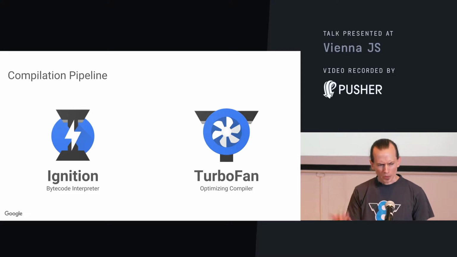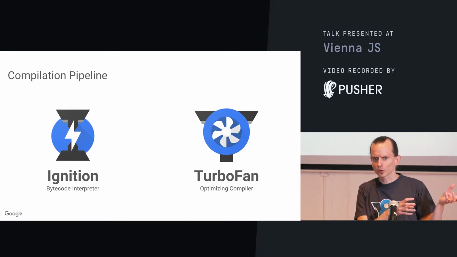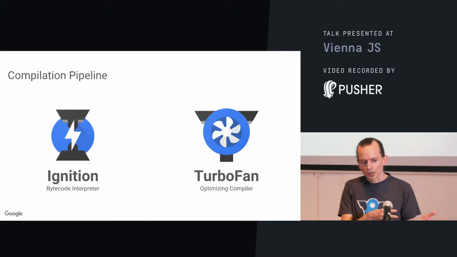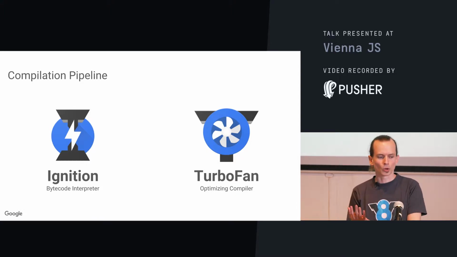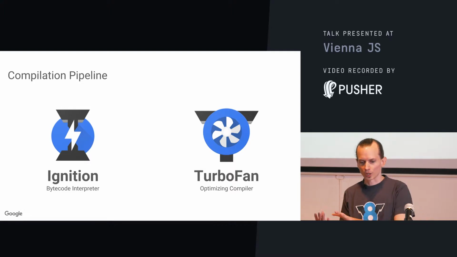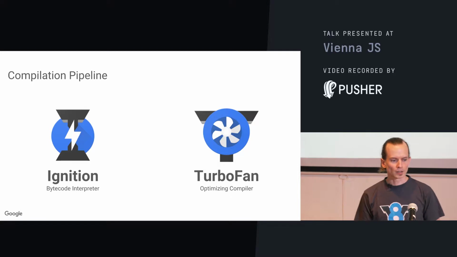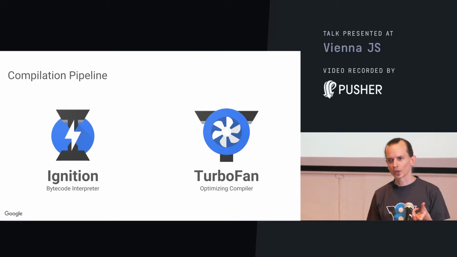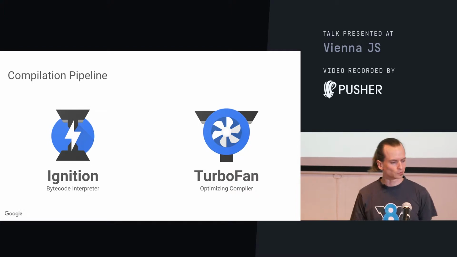So bytecode interpreter actually means we transform JavaScript into bytecode and then interpret it. So it's not initially transformed into machine code, but bytecode, and we run an interpreter on that. And that whole process, transformation into bytecode and interpretation, is called Ignition. And then we have the second tier, Turbofan, which is an optimizing compiler. So that one actually generates native machine code.